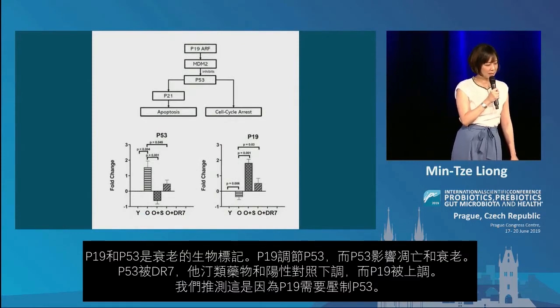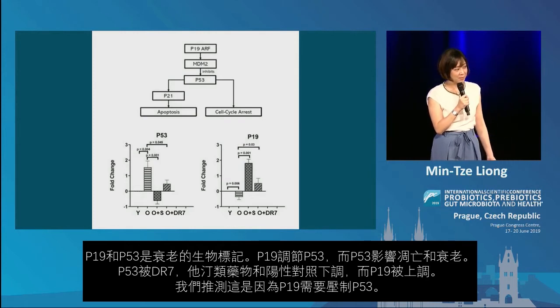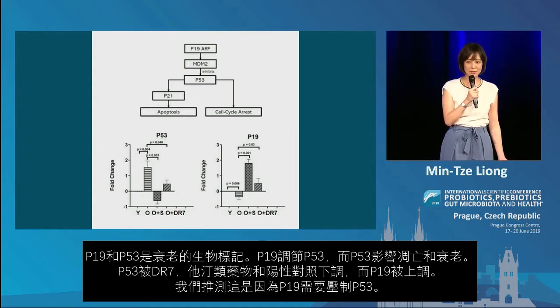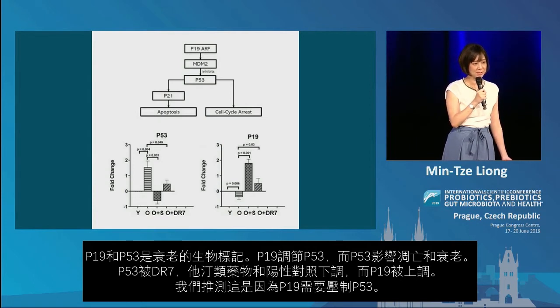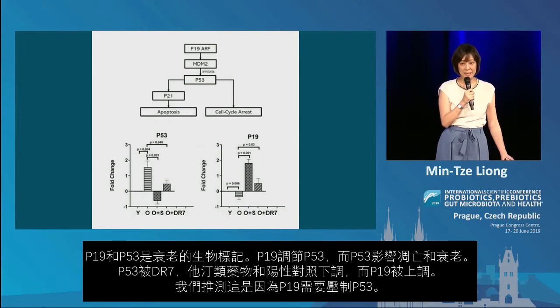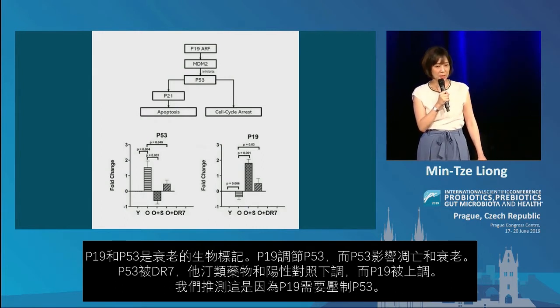We also look at senescence. This is for senescence. So P19 and P53 is one of the biomarkers for senescence. Since we were dealing with aging animals, we think that we should opt to look at this. So P19 actually inhibits P53. P53 actually has an effect on apoptosis and senescence. Now, when we look at our data, we found that P53 was actually downregulated by DR7 and statin, the positive control, and P19 was actually upregulated. And we postulate that's because P19 needs to suppress P53.